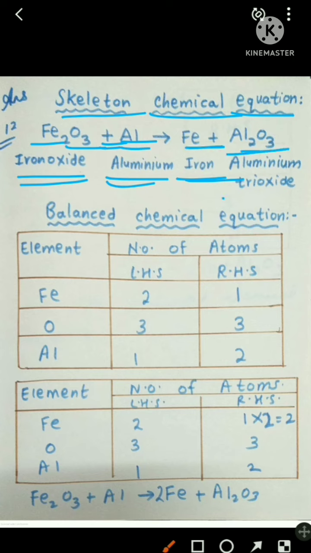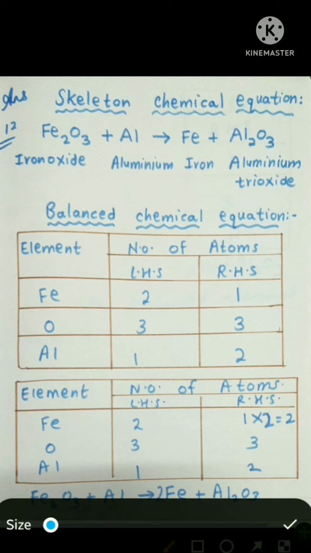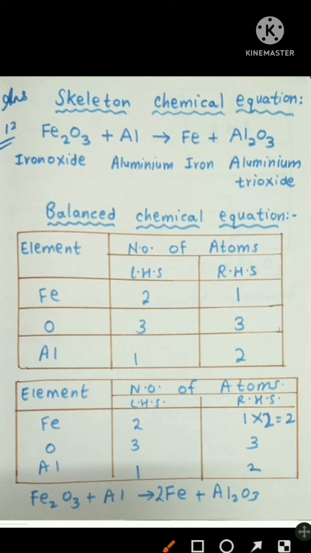How to balance? We know iron oxide is Fe2O3 plus aluminium is Al, iron is Fe and aluminium trioxide is Al2O3. So we will write Fe2O3 plus Al giving rise to Fe plus Al2O3. That is what it told that we are writing. Iron oxide plus aluminium giving rise to iron plus aluminium trioxide. Now, how to write the balanced chemical equation?